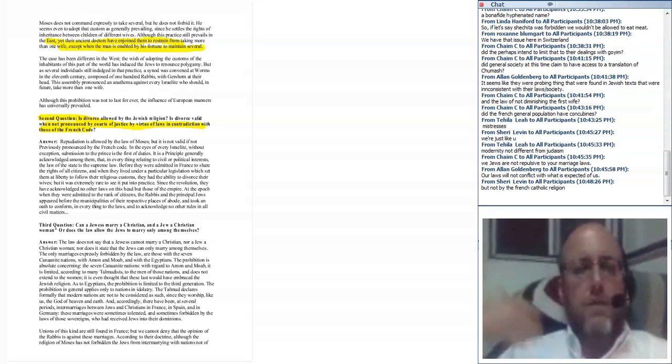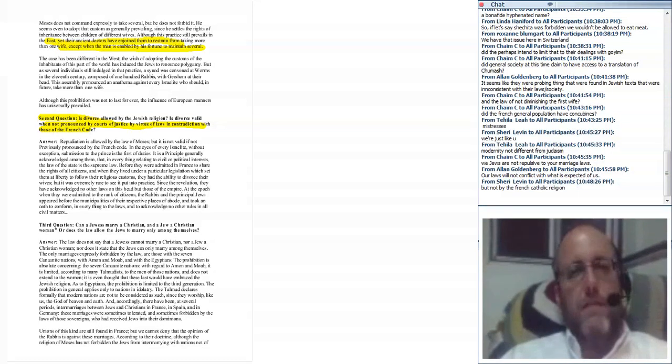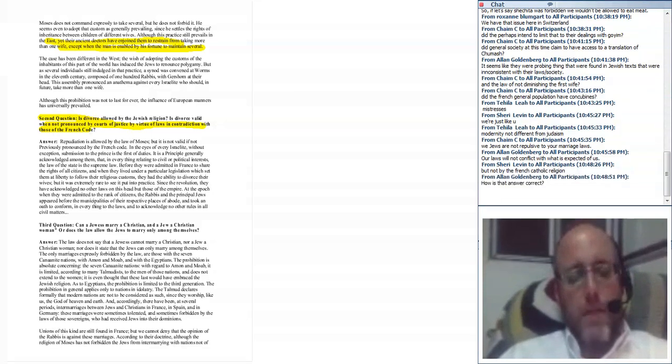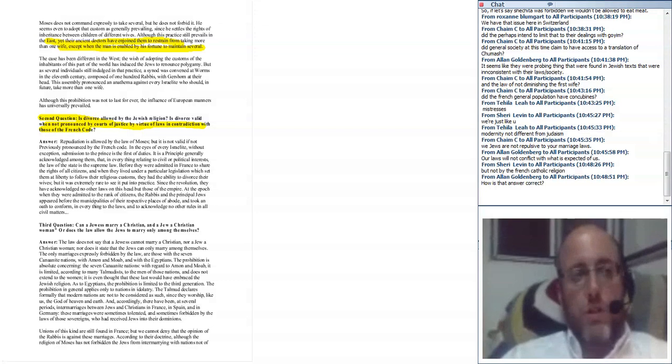The second question, is divorce allowed by the Jewish religion? Is divorce valid when not pronounced by courts of justice by virtue of laws in contradiction with those of the French Code? So obviously divorce is allowed by Judaism. But the question is going to the mechanics. In other words, to decide a question of who's married and who's divorced, meaning who's married and who's no longer married, who gets to make those determinations?